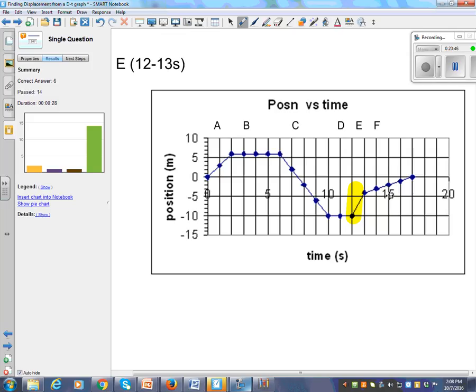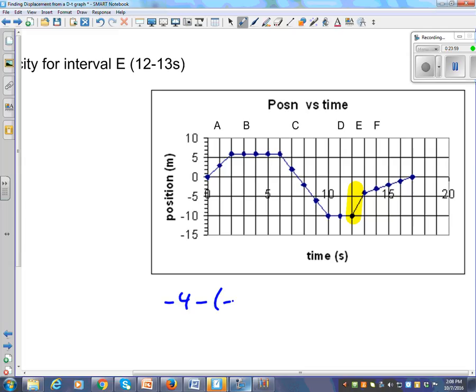How is it 6? Watch. What's the displacement? It goes from minus 10 to minus 4, which is up 6, right? Minus 4 subtract minus 10 is 6. And what is our time? 12 to 13 seconds is 1. 6 divided by 1 is 6.